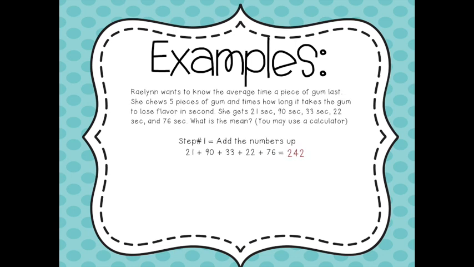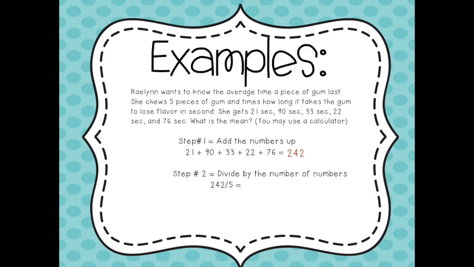Hopefully you got 242. If you did not, stop the video and go back and recalculate to find your error. The next step in calculating mean is to divide by the number of numbers you were given. So our total is 242, and in this instance we were given 5 different times for 5 pieces of gum, so we're going to divide by 5.